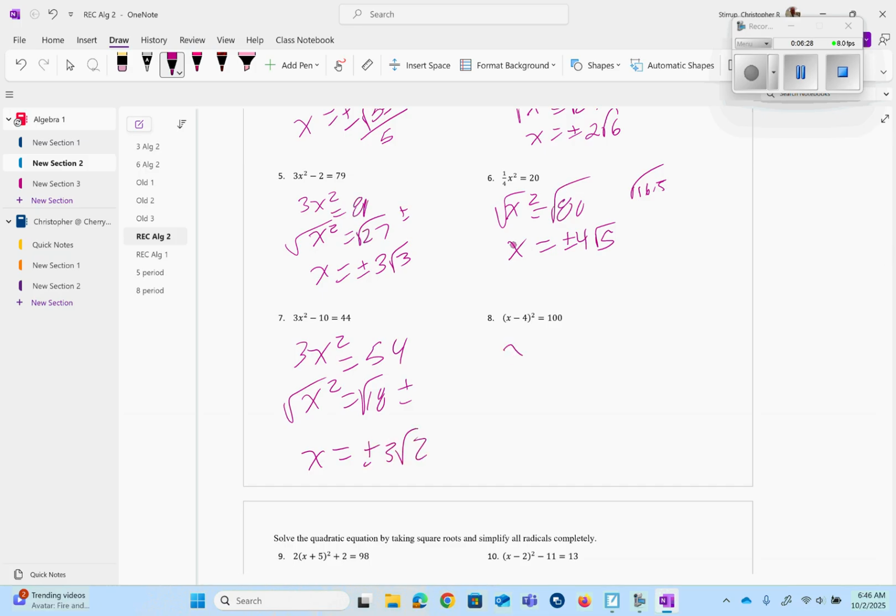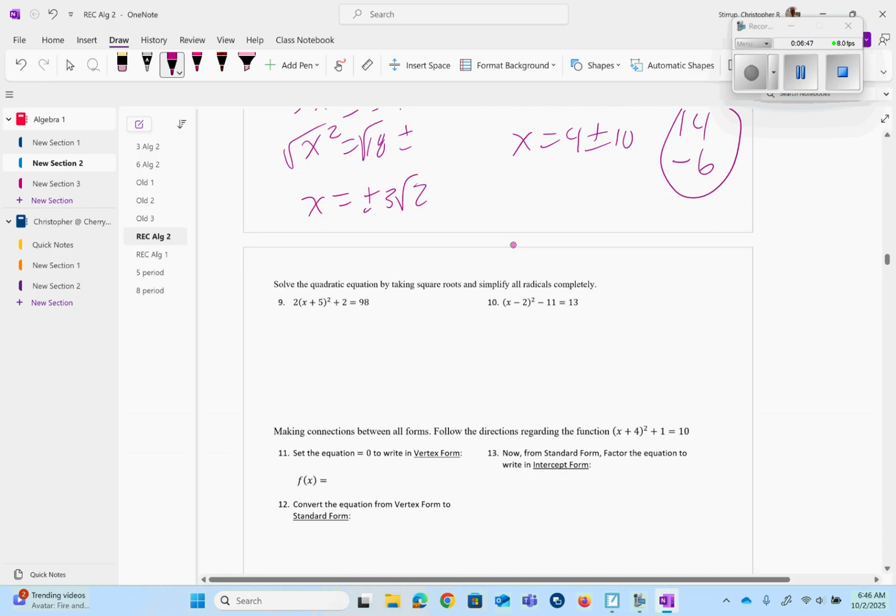Let's take the square root of both sides on this one. So I'm going to get plus or minus 10. Add 4 to both sides. 4 plus or minus 10. So 4 plus 10 is 14, and 4 minus 10 is negative 6. So if you can work them out, go with that.